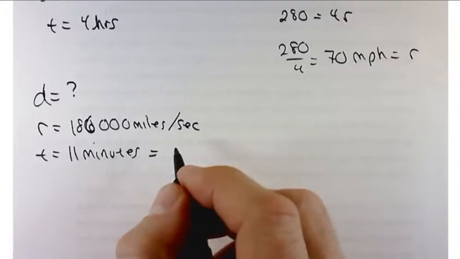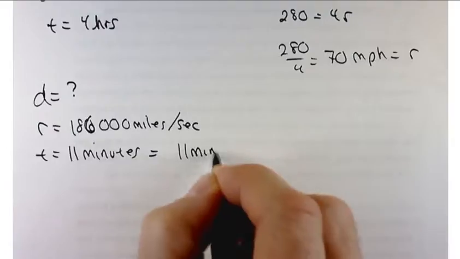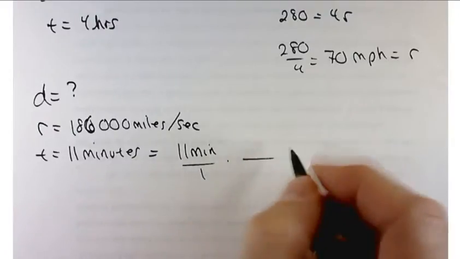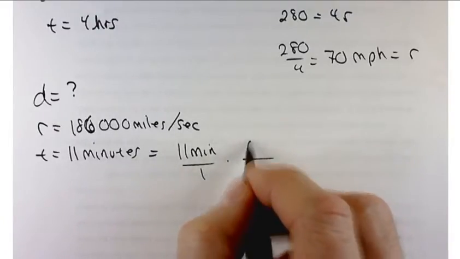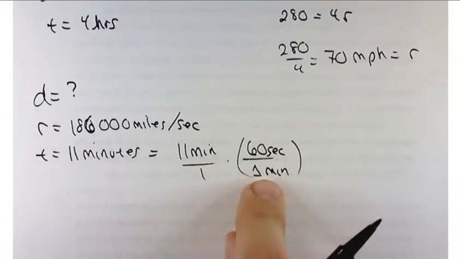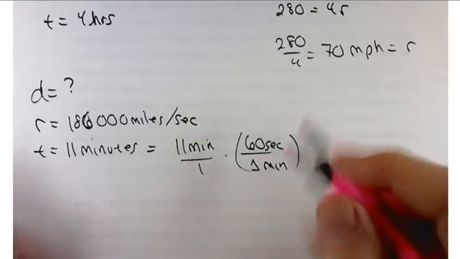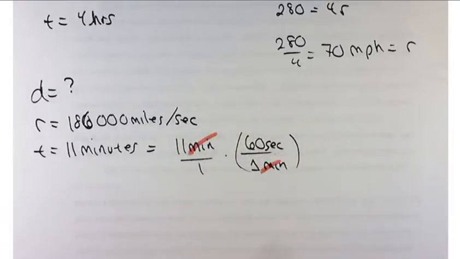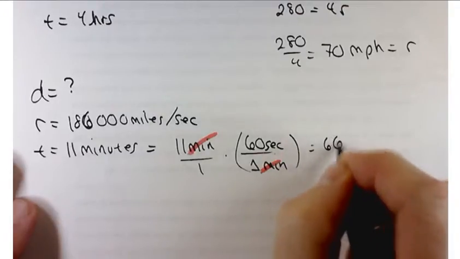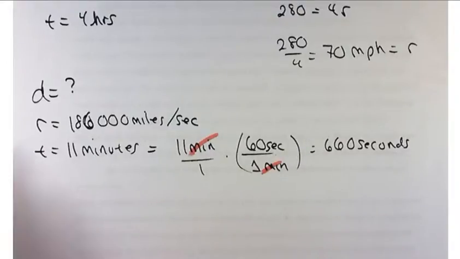Let's turn the 11 minutes into units of seconds. So 11 minutes. There's 60 seconds in 1 minute. So notice what I'm doing. I'm multiplying effectively by 1. And the units that I want to cancel are in the denominator. So I end up with 660 seconds. Almost there.